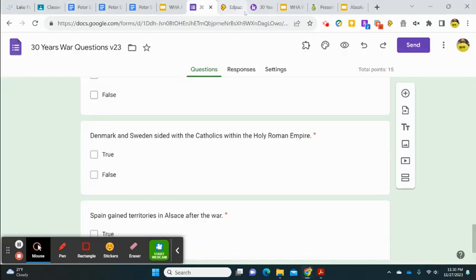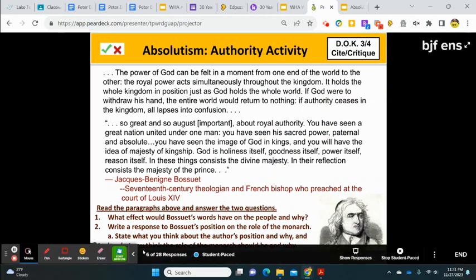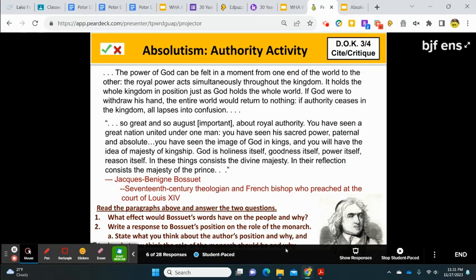And also, one last thing: if you've not finished the last of the absolutism pair deck that's attached in assignment 22, specifically Bossuet's, what effects would Bossuet's words have on the people, and a response to his position on the role of the monarch. This is slide 5 in the notebook, as well as pasting it into the pair deck, and a response on his position on the role of the monarch.